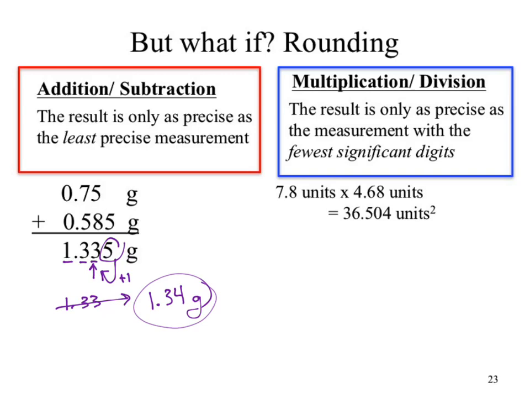What happens with multiplication and division? If we take a look at that new calculation, multiplication, division, how do we report out? Least sig figs. The fewest number of sig figs. I don't care about the place anymore. How many sig figs in 7.8? 2. How many sig figs in 4.68? 3. My answer needs to be 2 sig figs. 3, 6. I take a look at that first insignificant digit.